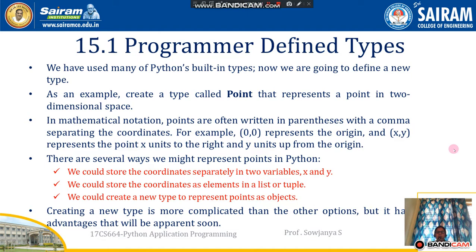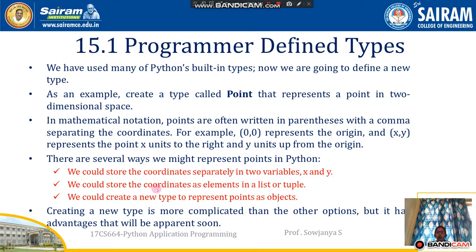Whereas in Python, there are several ways we can represent points. Here we have three ways. One is we can store the coordinates separately in two variables, x and y. In general, you write one value to x and one value to y.